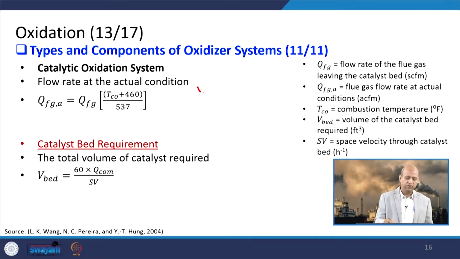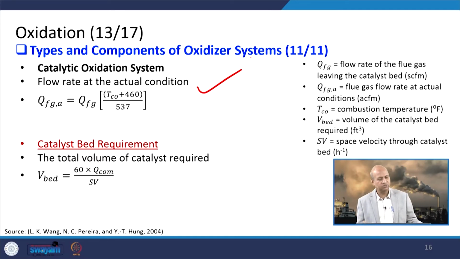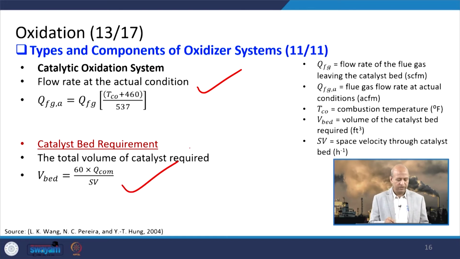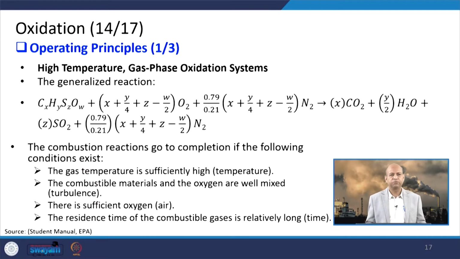Then we also know this flow rate at the actual condition. So, again a similar equation is used, which we have seen in oxidation, then we can calculate this volume of the catalytic system. So, these are the parameters which we should remember, which are used for designing purposes basically.